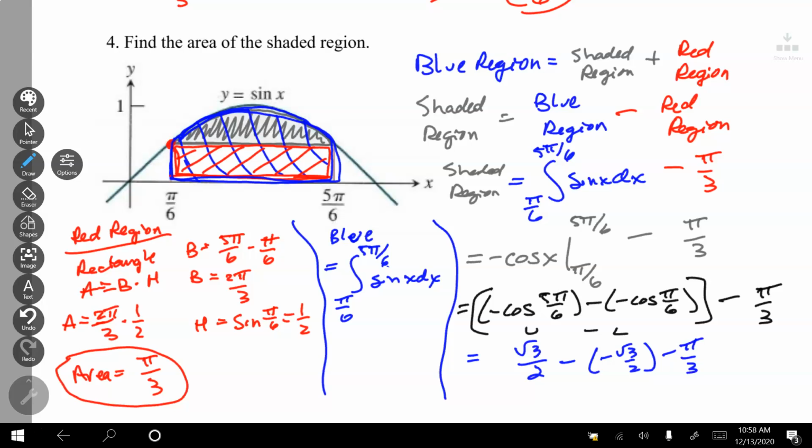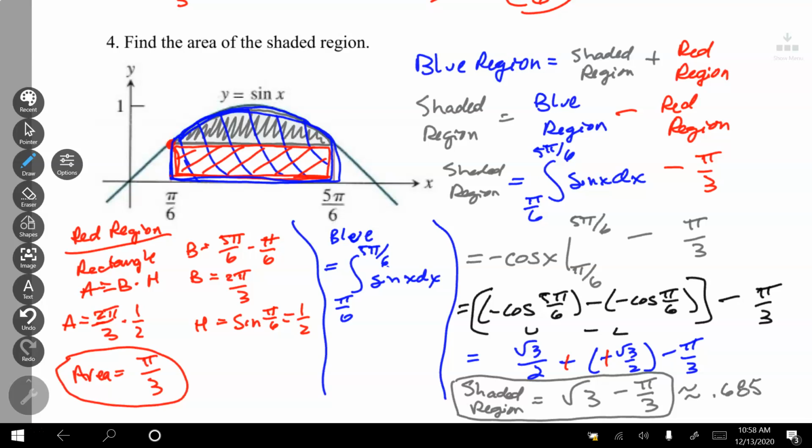And I put this all together, and two negatives make a positive. And I get the whole shaded region is equal to radical 3 minus pi over 3, which if you want to put this in your calculator, I get 0.685. And there we go. A little bit harder because of the trick that's involved.